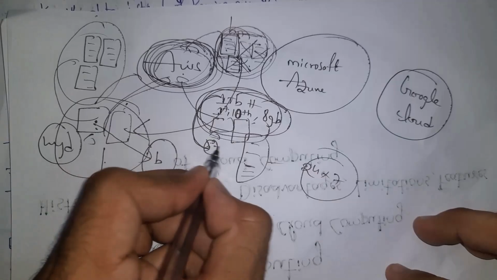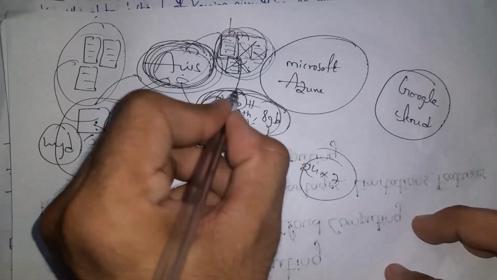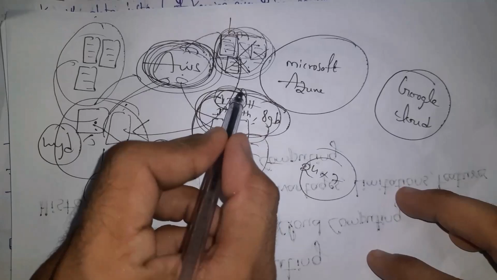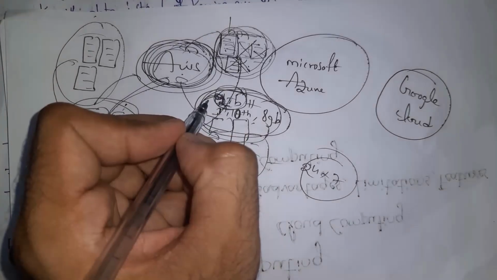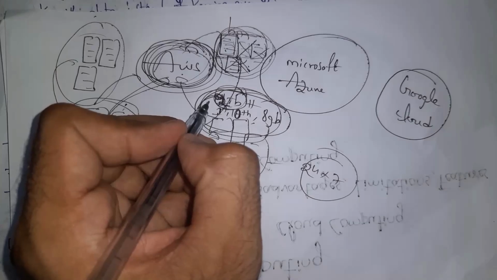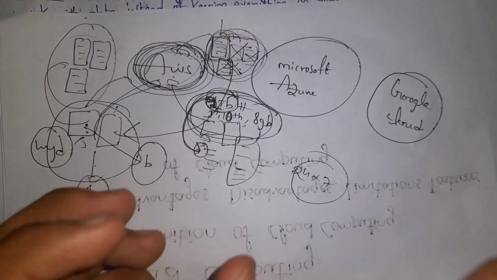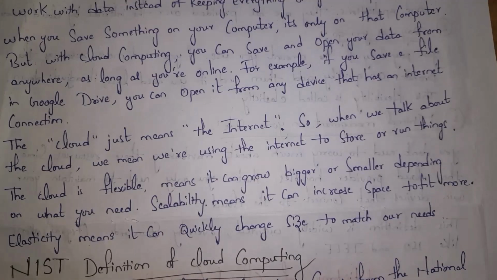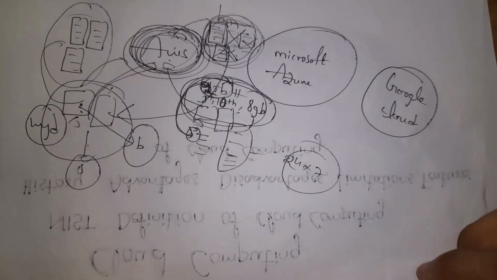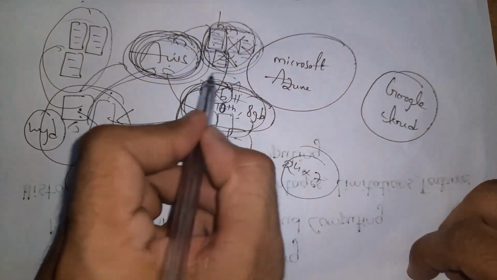While I am developing a game, this 1 TB memory is full. Even if memory is full, there is no problem because you can increase or decrease memory. This time I will configure my 1 TB hard disk to a 2 TB hard disk. This is nothing but scalability. Scalability means it can increase space to fit more. And the last one is elasticity, which means it can quickly change size to match our needs. Guys, not only can you increase size, you can also decrease size in the cloud.